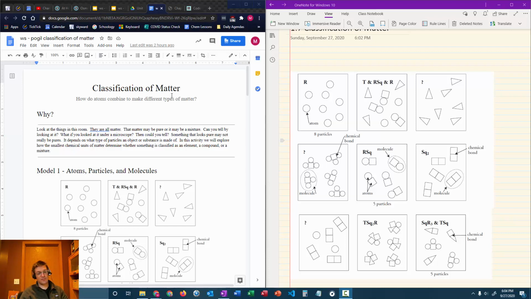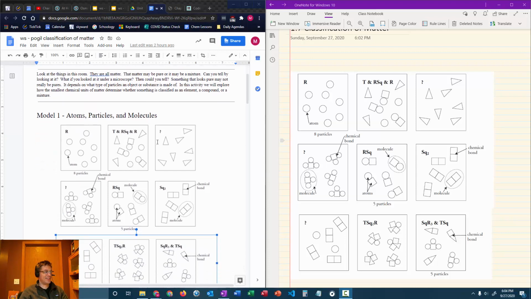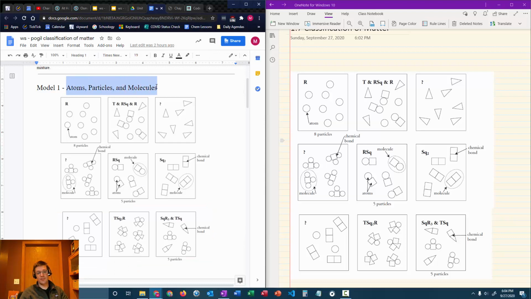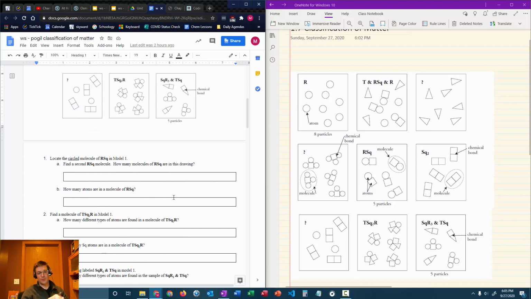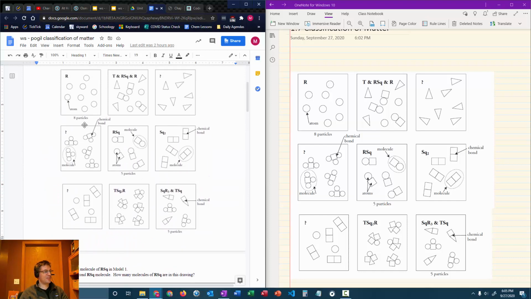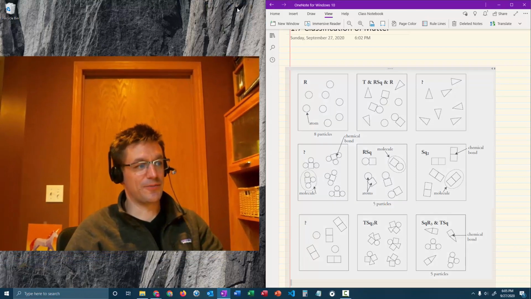It's a classification of matter video, and the key that you need to take away here is that there are atoms, particles, and molecules. And those are the three classifications that I'm focusing on for this video. Once you understand what these three things mean, then it's really going to help you in your future in chemistry. And the purpose of this worksheet is using a little symbolic activity to help you discover the difference between those different types of matter.